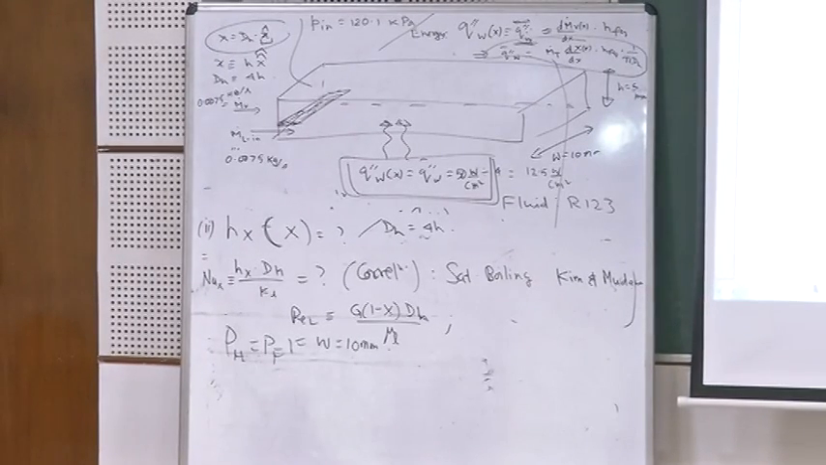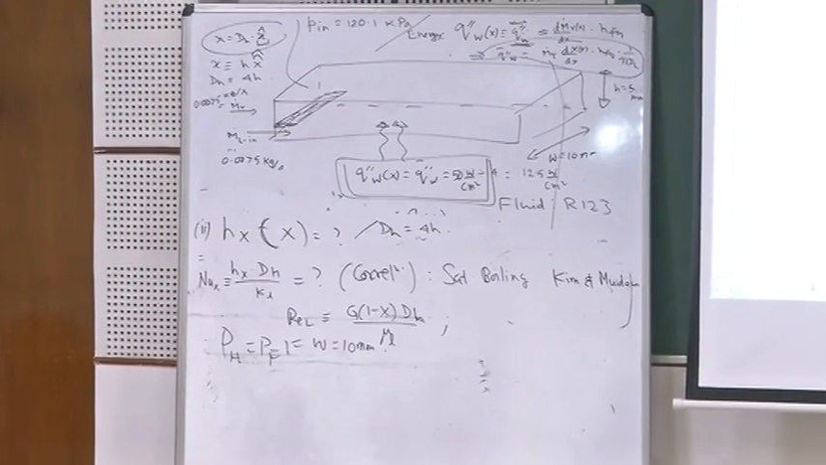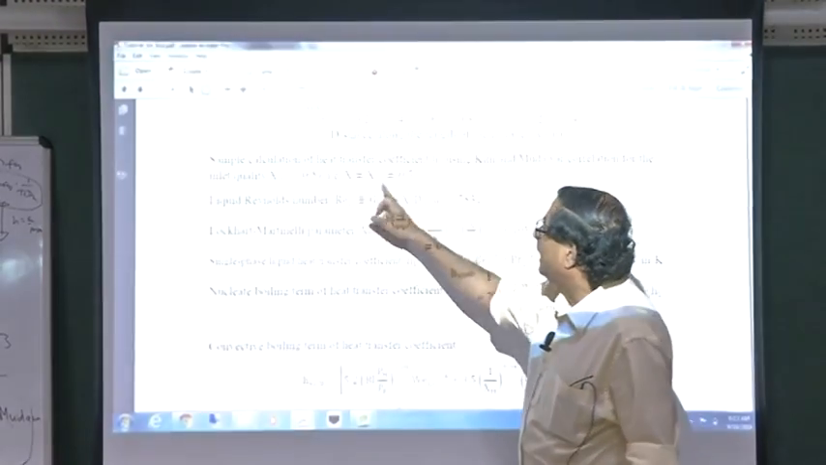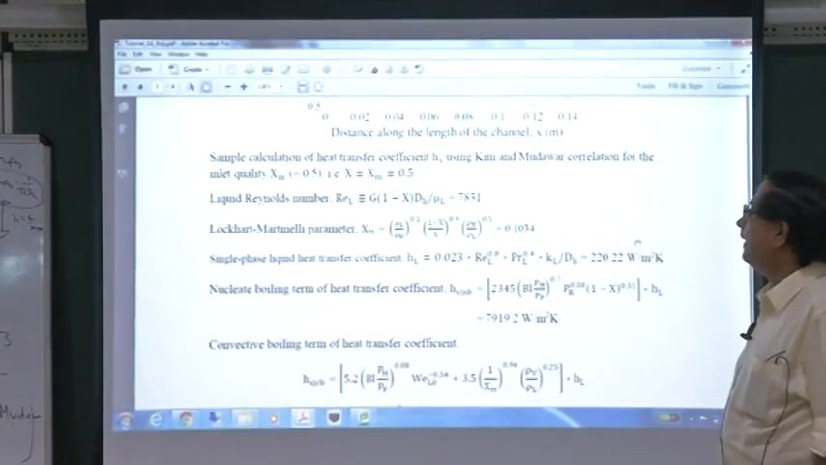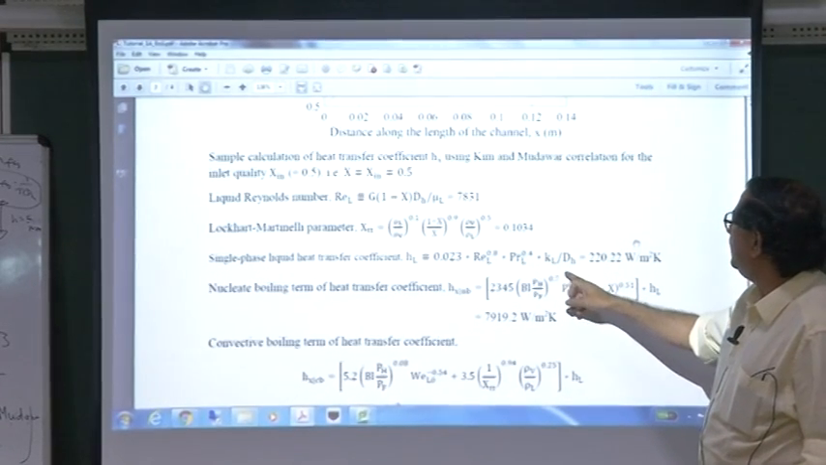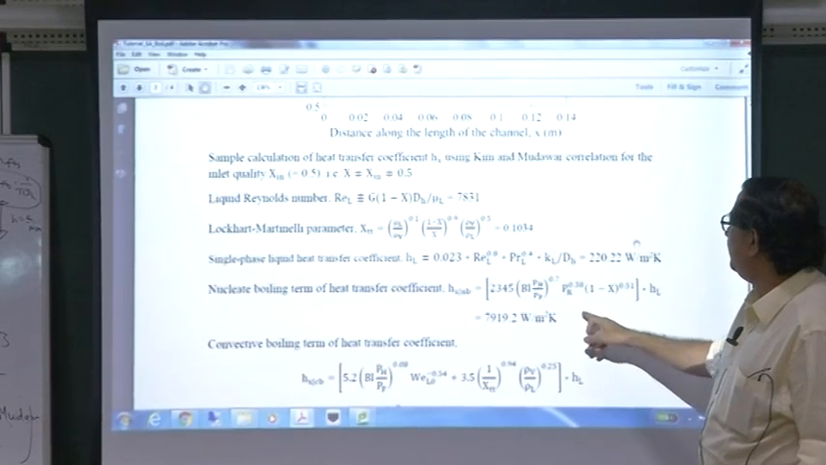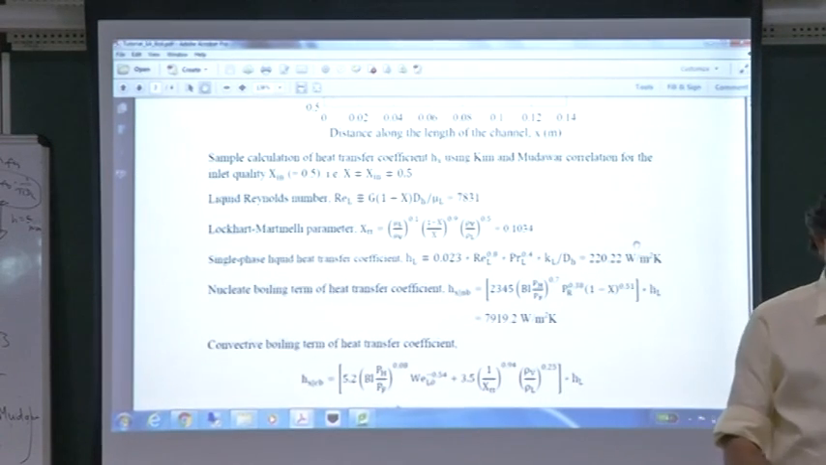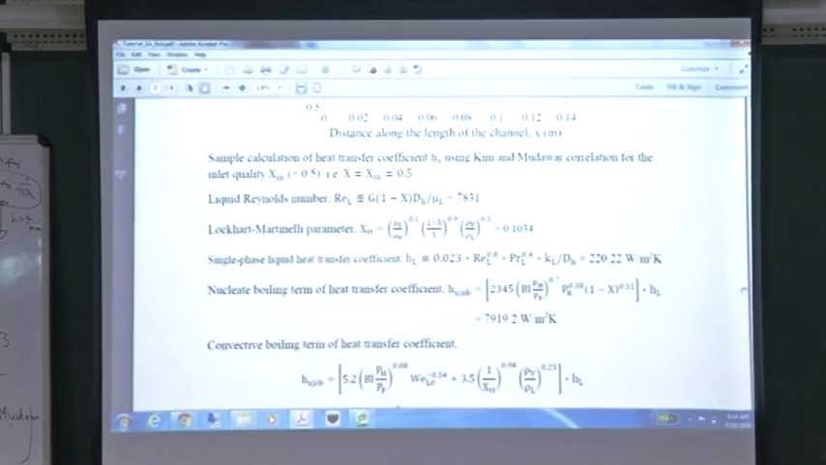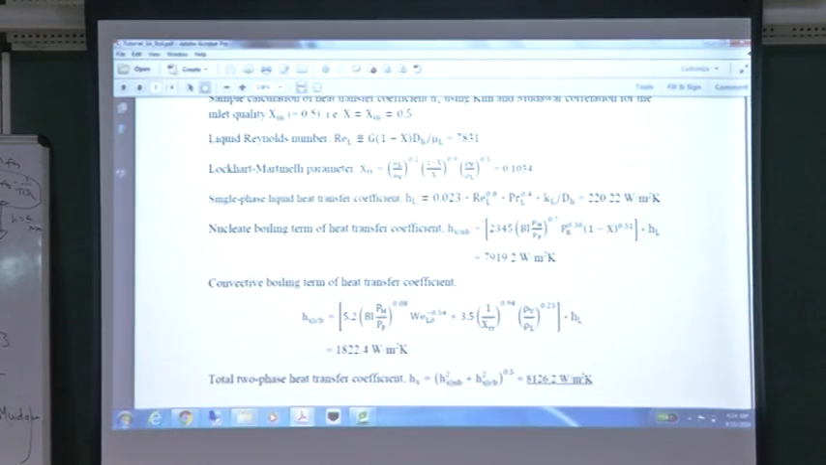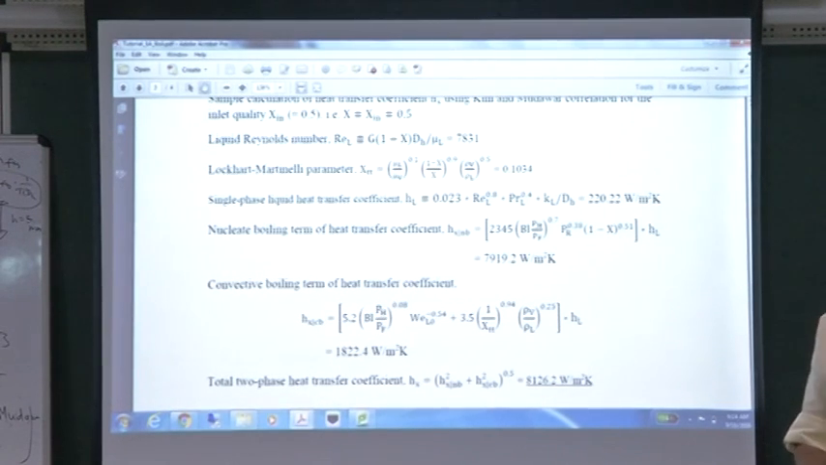The value of liquid Reynolds number is 7831 at inlet at 0.5, and at inlet we compute the Lockhart-Martinelli parameter, we compute this HL, we compute the value of HX nucleate boiling, and at inlet I also compute just for a specific number at inlet HX convective boiling, and we get 8126 watt per meter square Kelvin, the value of the heat transfer coefficient.